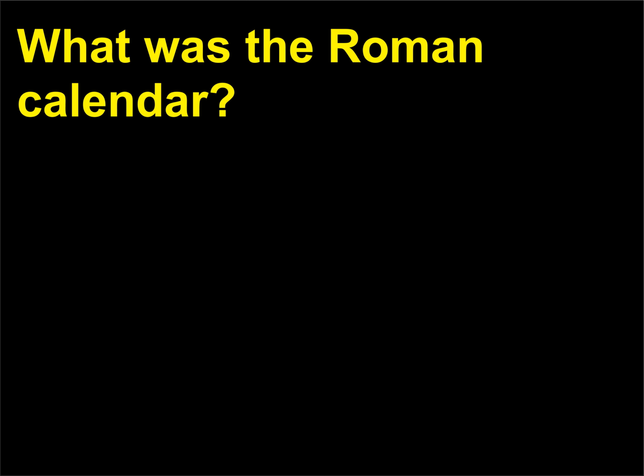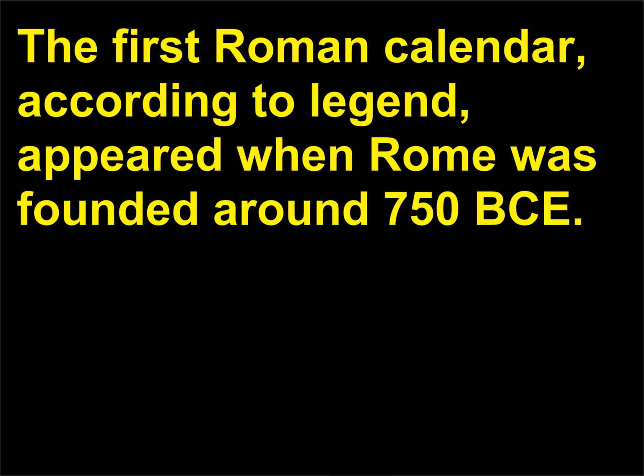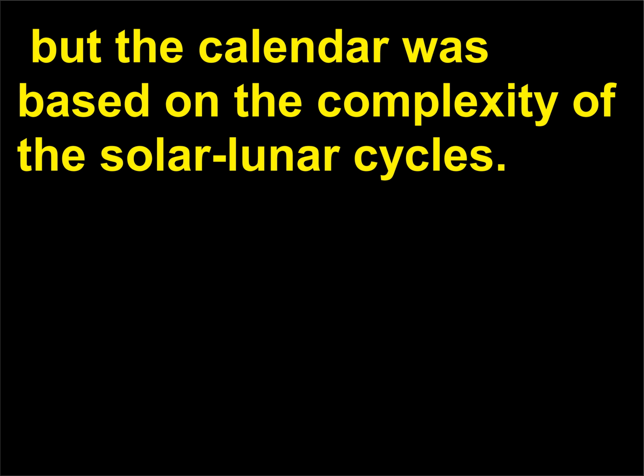What was the Roman calendar? The first Roman calendar, according to legend, appeared when Rome was founded around 750 BCE. When it actually started is still up for discussion. But the calendar was based on the complexity of the solar-lunar cycles.